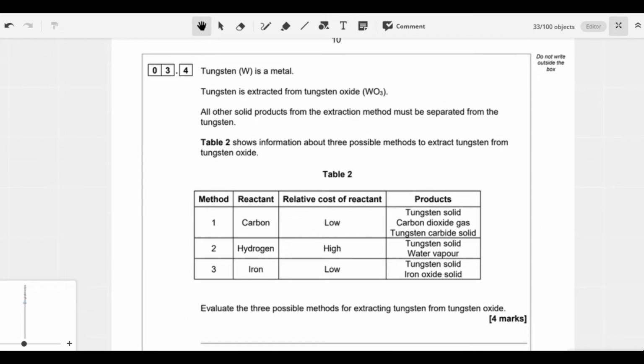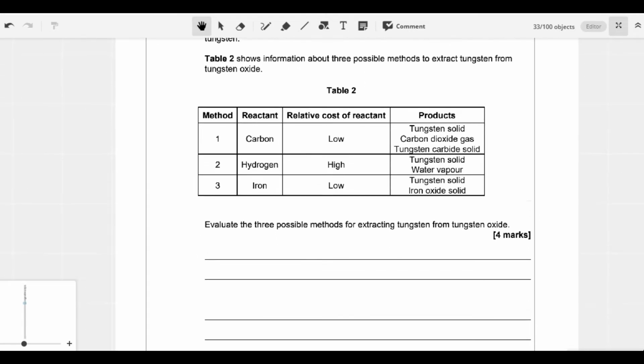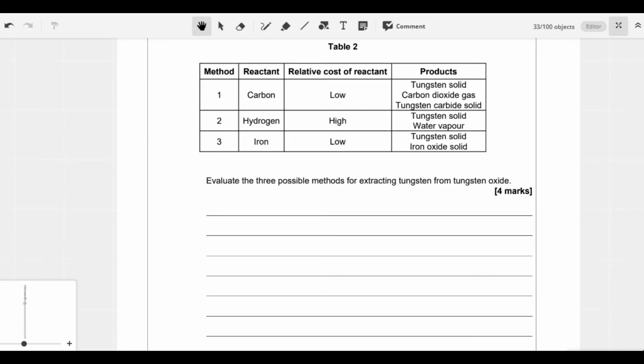Okay, next is tungsten is a metal. Tungsten is extracted from the tungsten ore WO3. All other solid products from the extraction method are separated from the tungsten. The table shows information about 3 possible methods to extract tungsten from tungsten oxide. The first uses the reactant carbon, the second is hydrogen, and the third one is iron. Evaluate the 3 possible methods for extracting tungsten from tungsten oxide.